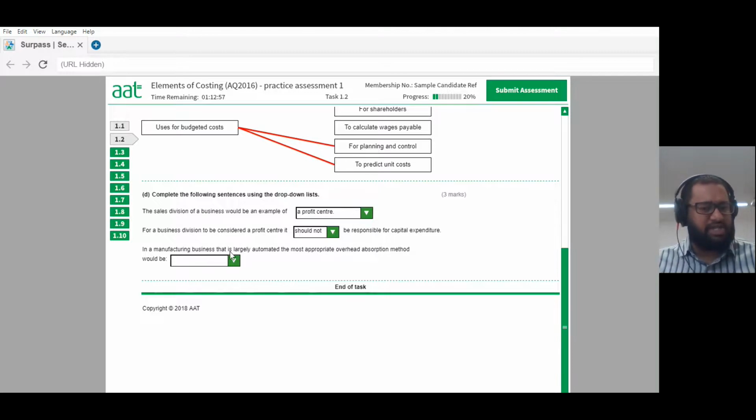In a manufacturing business that is largely automated, the most appropriate overhead absorption method is going to be by machine hour, because here you have these three options. Normally, if it's automated, it's going to be mostly machines.